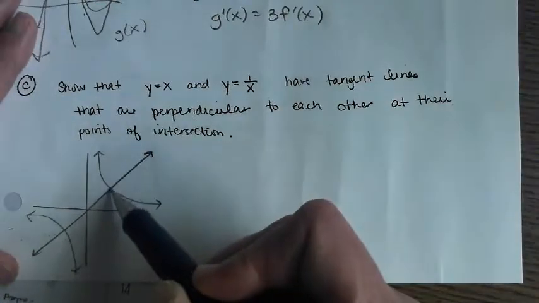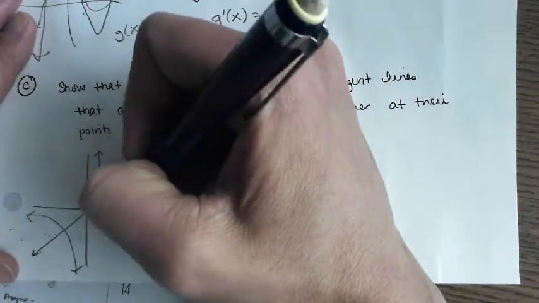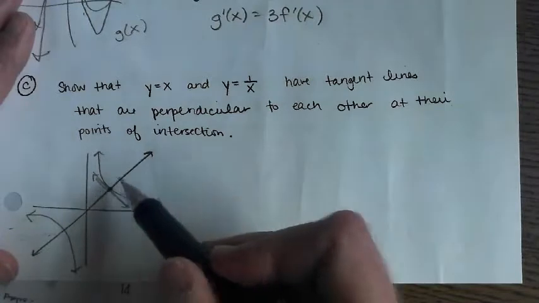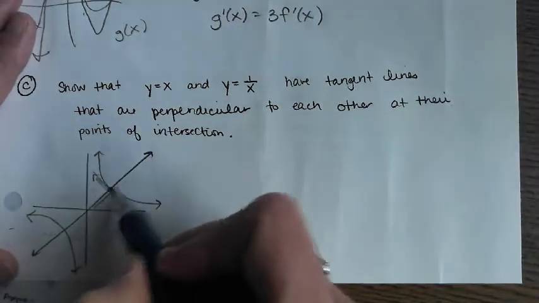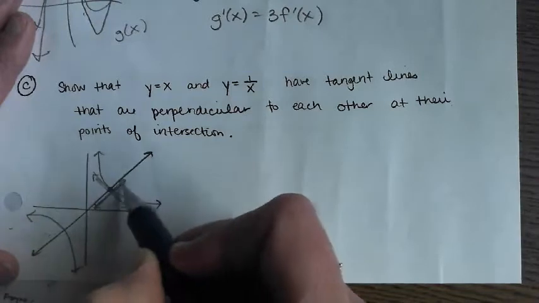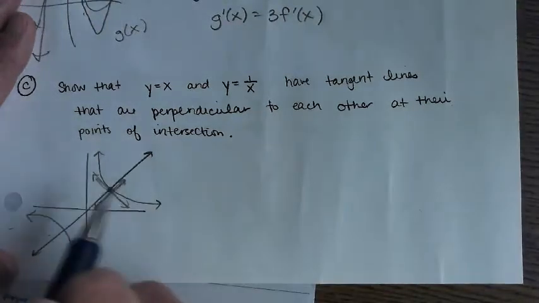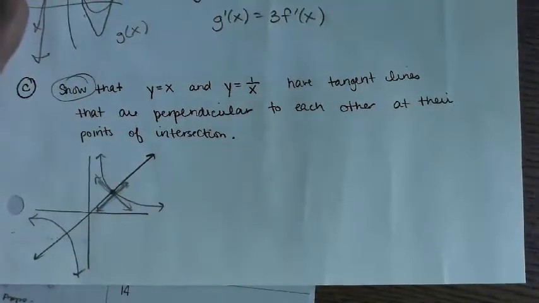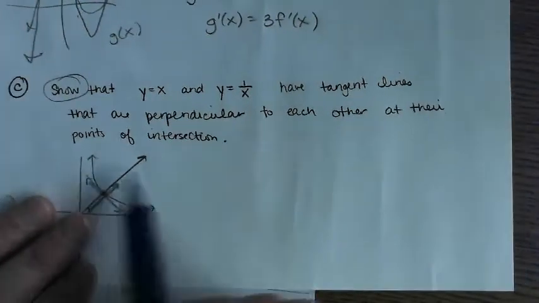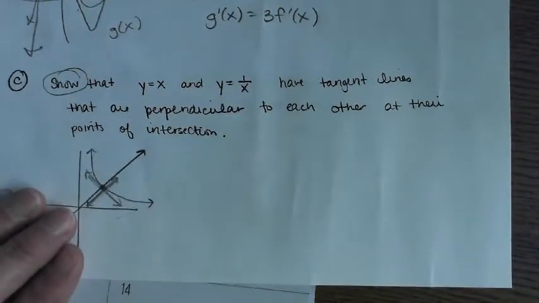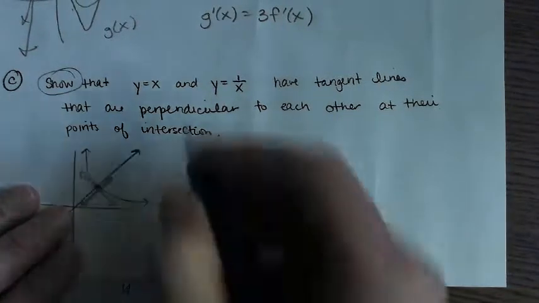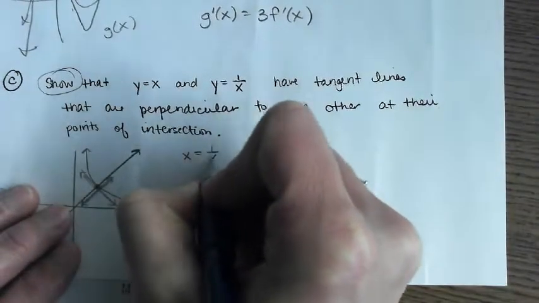So the tangent line of the 1 over x looks like this, ish, right? And what does the tangent line of the line look like? It is the line, correct. So you can kind of visually see that their respective tangent lines are perpendicular to each other. It wants us to show it, let's just assume algebraically. So let's focus on just this one first, and then the other one would follow suit. What would you have to do first? Find the point of intersection, so set them equal to each other. So x equals 1 over x.